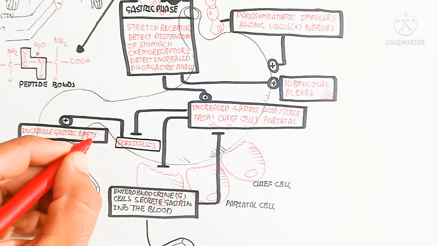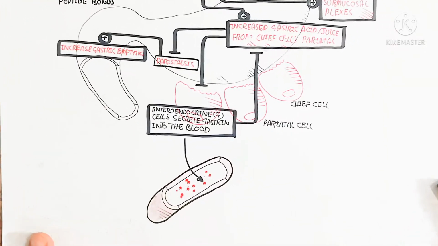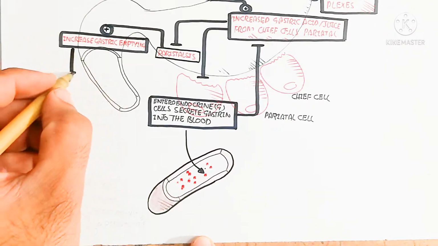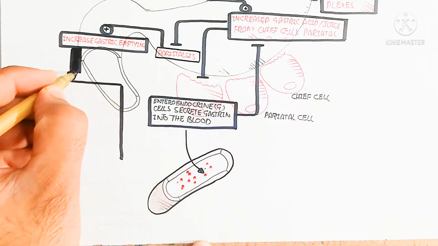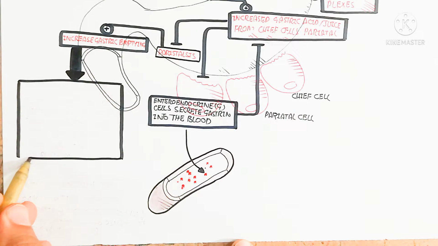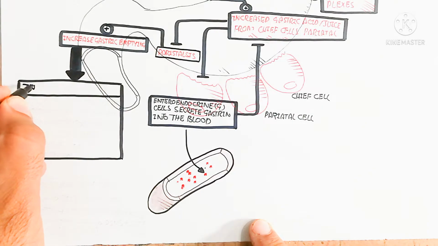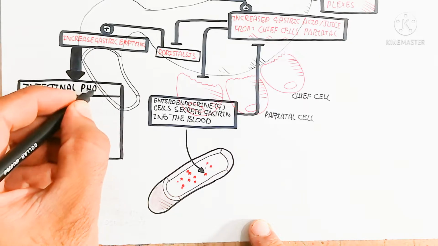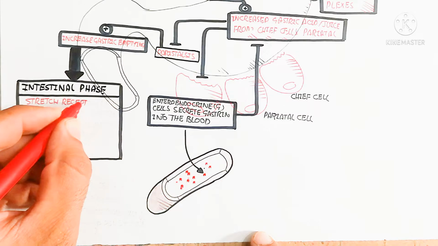So here is the increased gastric emptying, which is promoted by peristalsis. When complete digestion has occurred, the next phase is the intestinal phase. In this phase, stretch receptors detect distension of the duodenum and chemoreceptors detect fatty acid and glucose in the duodenum.